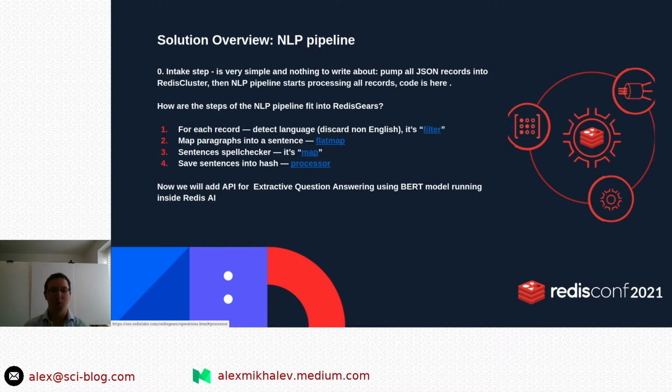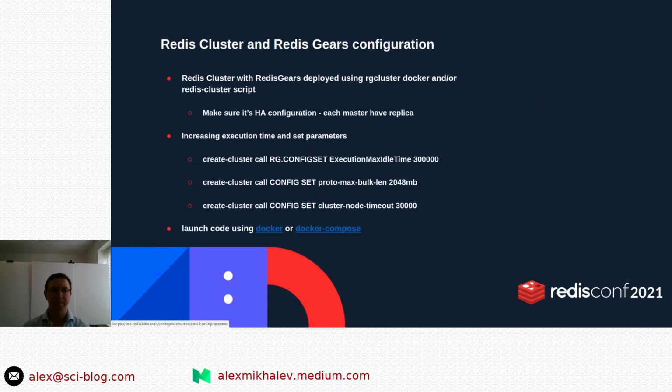So as I mentioned, what we'll now do is create an API for extractive question answering using a BERT model running inside RedisAI. But before we go into creating the new RedisAI API, a few important points on RedisGears cluster configuration to support machine learning and computationally intensive workloads. Redis Labs provides an RG cluster Docker image and a Redis cluster script to easily roll it out.